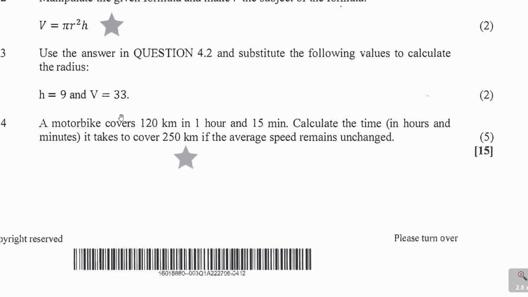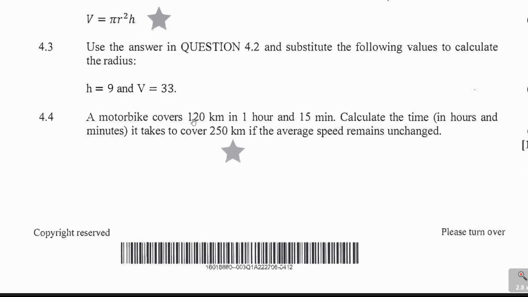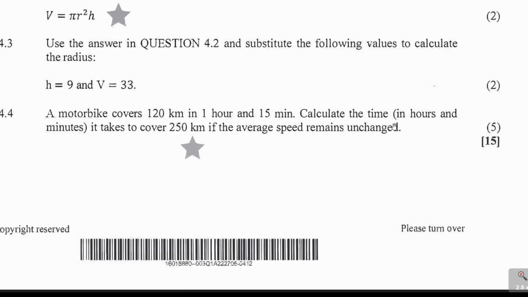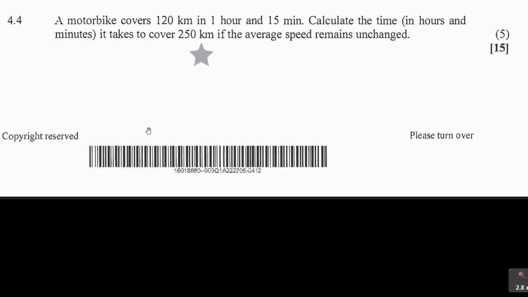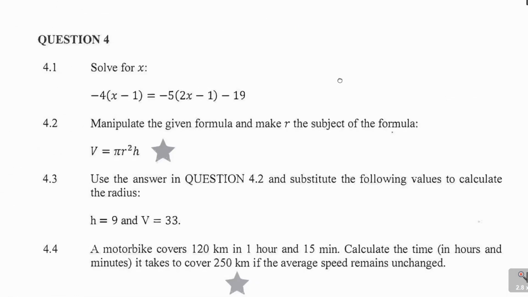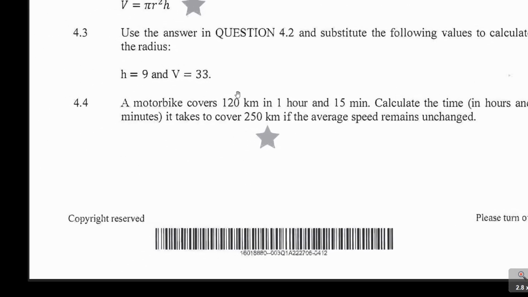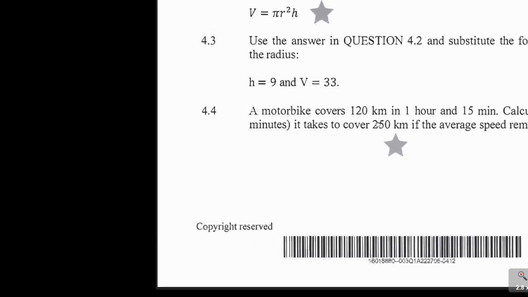Not complicated. Question 4.4. A motorbike covers 120 kilometers in 1 hour and 15 minutes. Calculate the time in hours and minutes it takes to cover 250 kilometers if the average speed remains unchanged. 5 marks. It's a good question. Now I think I can work it maybe here down. Let's still do it on the side. A motorbike covers what? 120 kilometers in 1 hour 15 minutes.